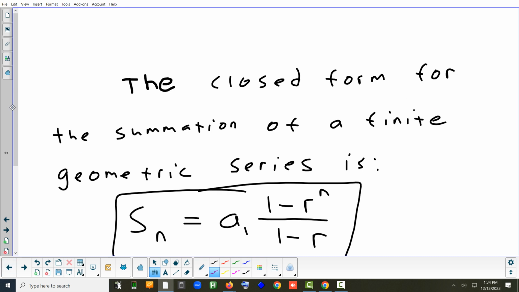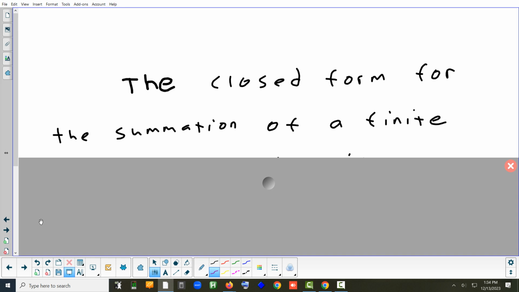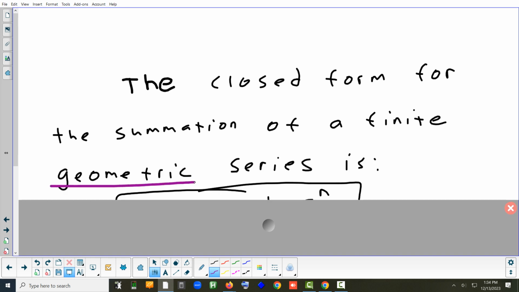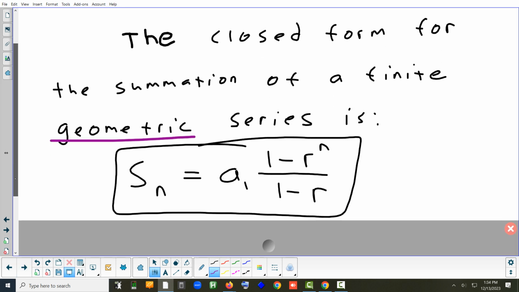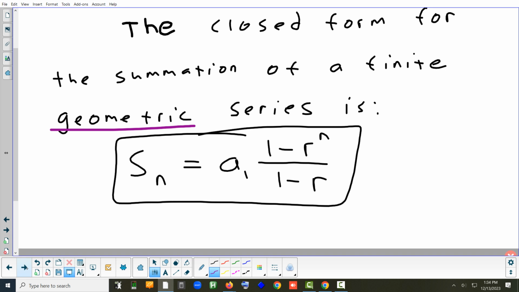So there's a formula for figuring out the sum of adding up all those numbers as long as the pattern is geometric. So remember what geometric means. Geometric means to get from one term to the next, you multiply. As long as the pattern is multiplying, this formula will help us to add everything up. Let's label it and see if we remember what's what.